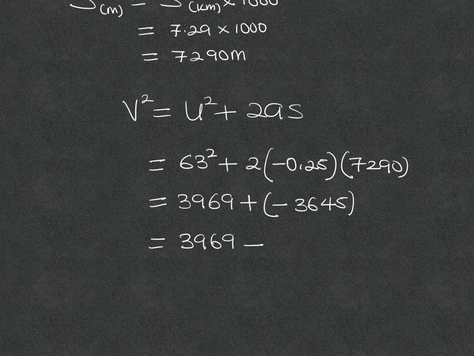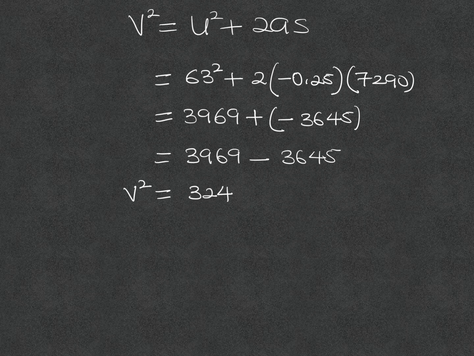So that will be 3,969 minus 3,645. 3,969 minus 3,645 is 324. So that is v squared. If we want to find v, then that will be the square root of 324. So v is equal to 18 meters per second.